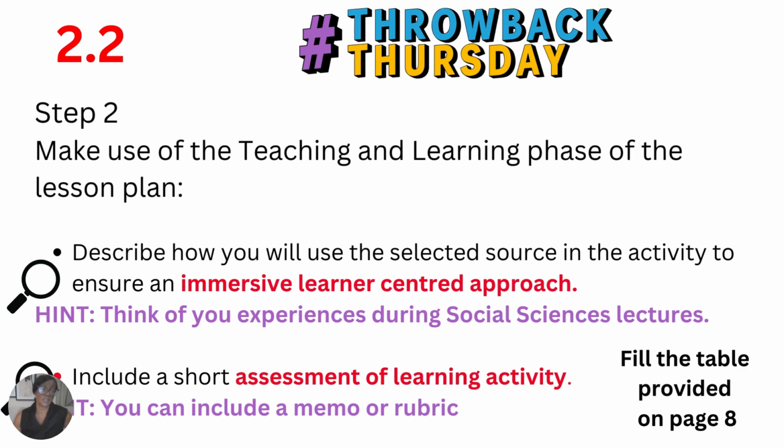Then the second thing that's important for you to note is to include a short assessment of learning activity, using those sources or reflecting on those sources to meet the lesson objectives at the end. So for every teaching and learning phase, there needed to be lesson objectives that unpack it. So if you know what lesson objectives you wanted to teach, you can then create assessments that discuss that. The hint here is that you can also include a memo or a rubric at the end to show what the learners needed to do right to get the full marks for that particular assessment.